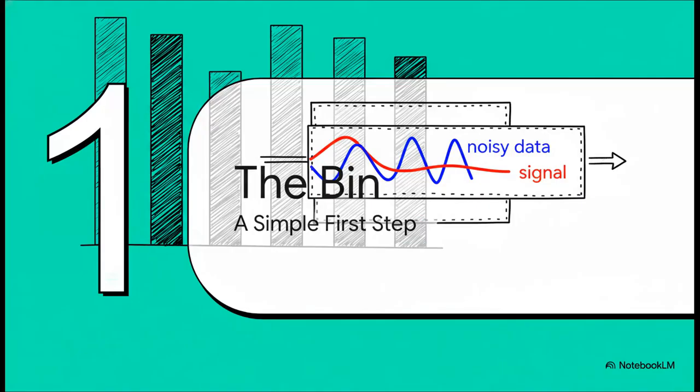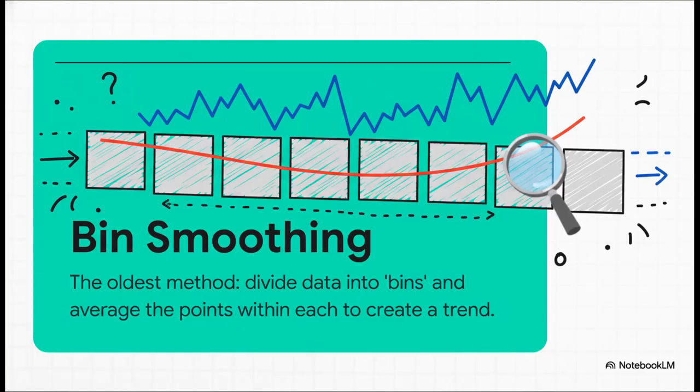Okay, so where do we start? Let's begin with the most straightforward approach, something you've probably seen before if you've ever looked at a histogram or a moving average. We're just going to call it the bin. This first method is called bin smoothing, and it's one of the oldest tricks in the book. The idea is simple. You just chop your data up into these little intervals, or bins. Then, for each bin, you just average all the points inside it. As you slide that bin along the data, calculating the average as you go, you start to connect the dots and a trend line appears.